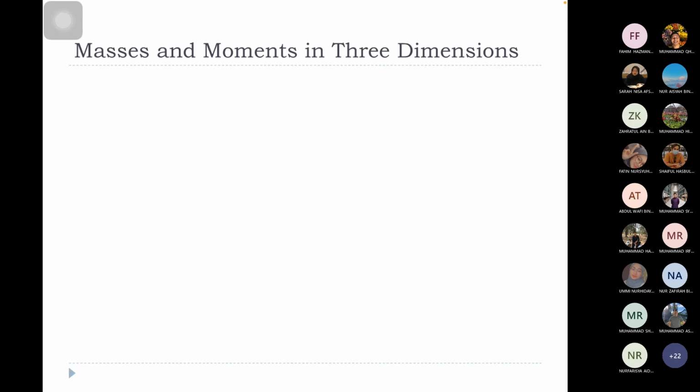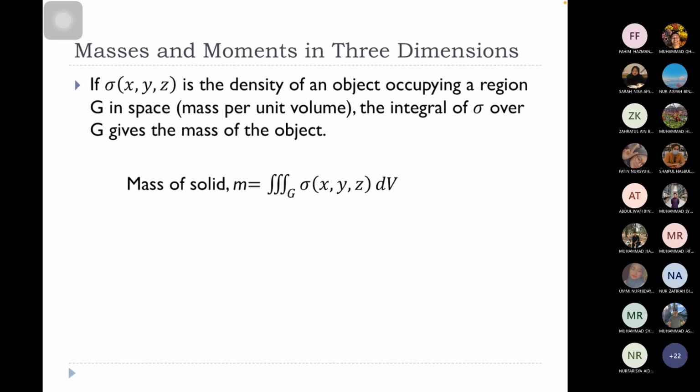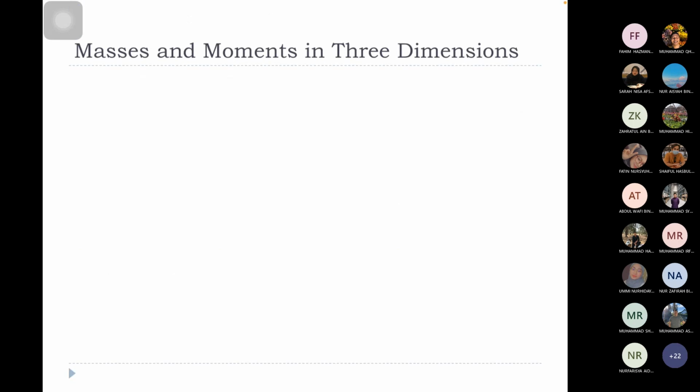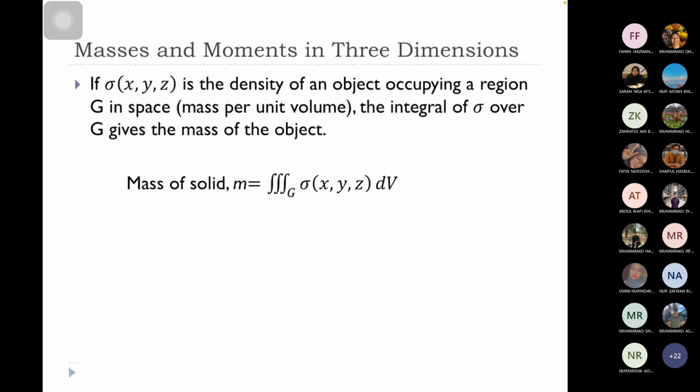Okay, so let's say sigma x, y, z is the density of an object occupying a region G in space, that is mass per unit volume, and the integral of the density over the region G gives the mass of the object, as given by the equation below. Okay, so we have the mass of the solid m, taking the triple integral of the density, we will have the mass of the solid. Okay, so this is how we are going to find the mass.